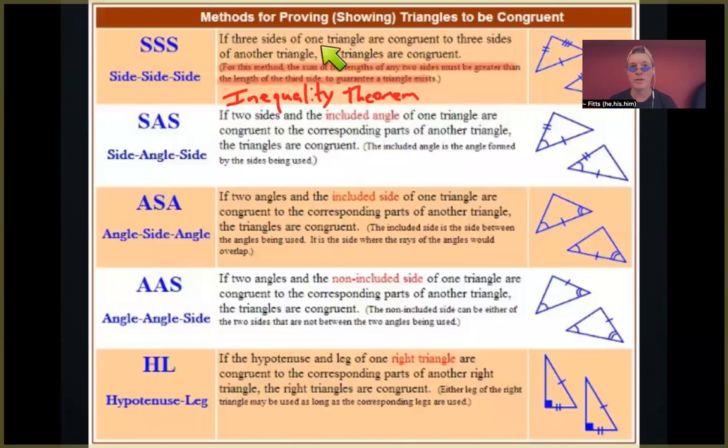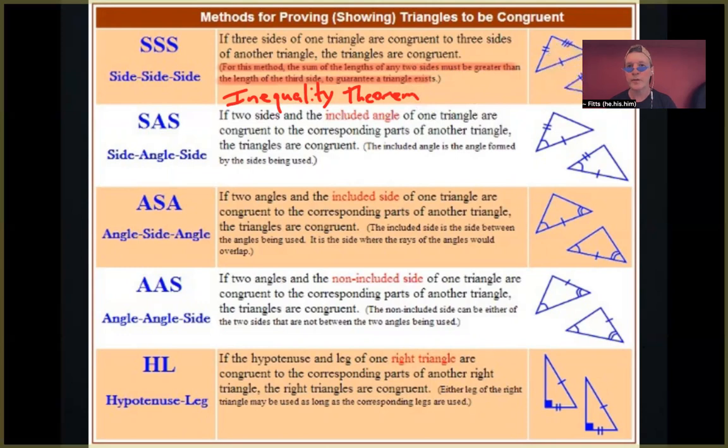And so I'm going to go through each of these and I'm going to show you some examples in a little bit. So side, side, side: if three sides of one triangle are congruent to three sides of another triangle, the triangles are congruent. And then it has this other thing written here. It says, for this method, the sum of the lengths of any two sides must be greater than the length of the third side to guarantee a triangle exists. That is our inequality theorem, right? We already learned that in the previous video.